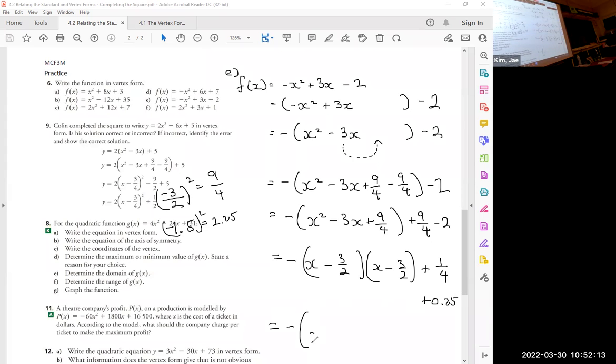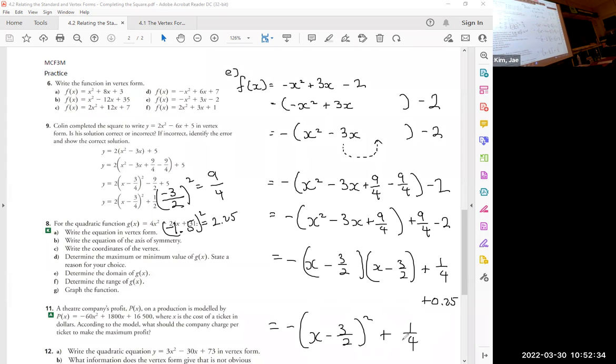My final vertex form is that. Now let's be consistent. I'm going to do 1/4. So even if it looks complicated and you get fractions, don't be afraid of the fractions. Okay, number 1 and number 2.